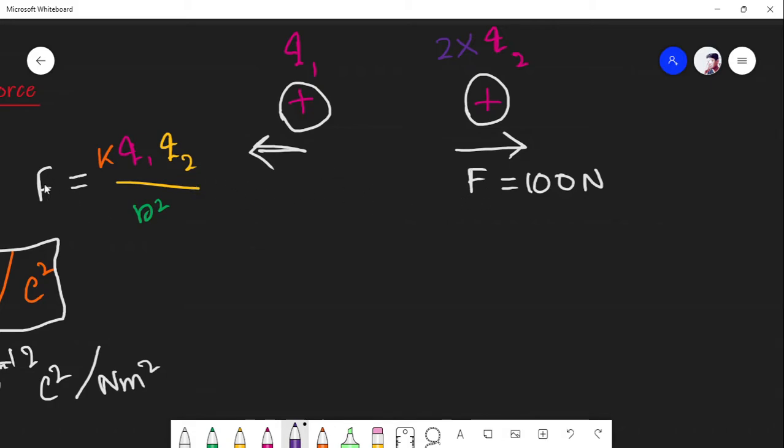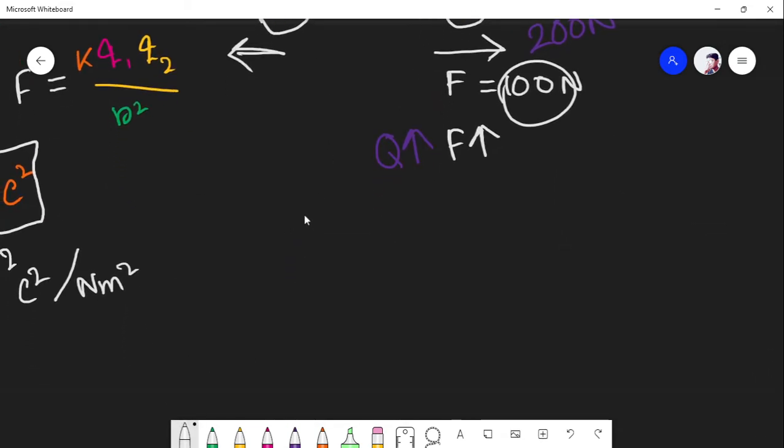Since the electric force and the charge are directly proportional, if we increase the charge q, the electric force will also increase. So if we double this charge, the electric force will also be doubled. So this will be 200 newtons, 100 times 2.